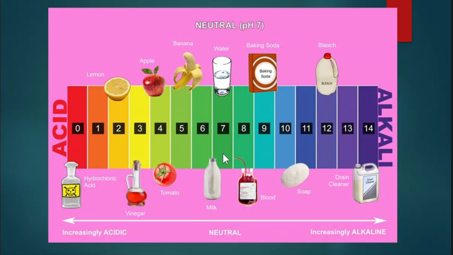Apple is green. Tomato is green. Banana will be this shade of green. Milk will be this shade of green. Water is this shade of green. Blood is going to be this shade of green. Baking soda starts switching over to more of a greenish blue. Soap will be bluish. Bleach is purplish blue. And finally, Drano, drain cleaner, is purple.